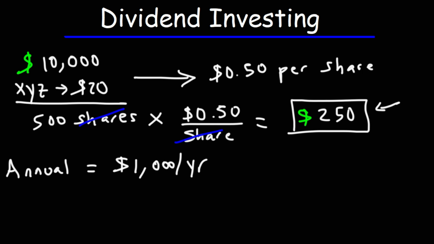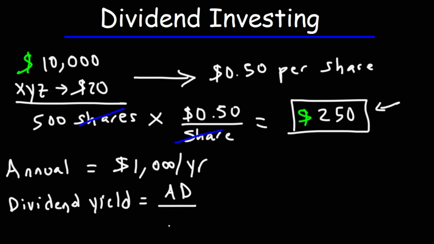Now, what is the dividend yield for this stock? How can you calculate that? I'm going to show you 2 ways in which you can calculate the dividend yield. So the dividend yield, you can calculate it by taking the annual dividend, let's call it AD, and dividing that by the stock price, multiplying that by 100%.